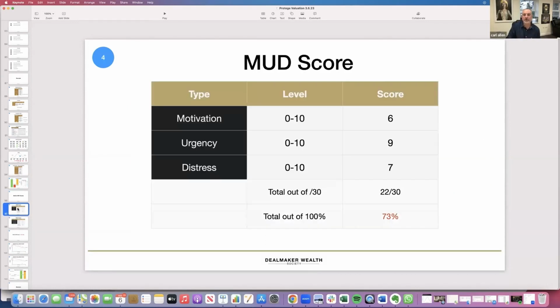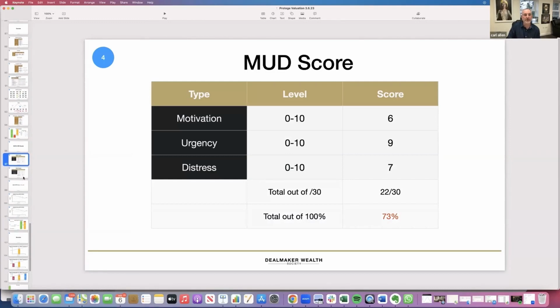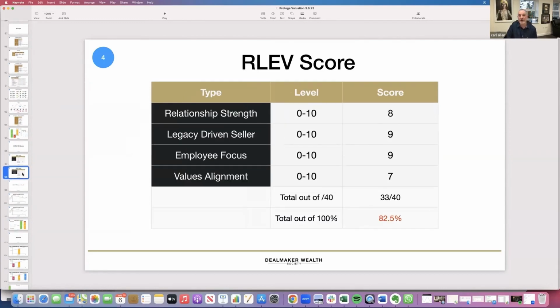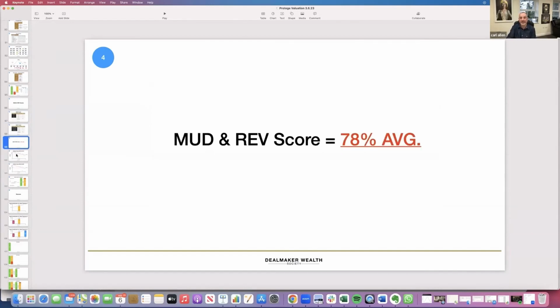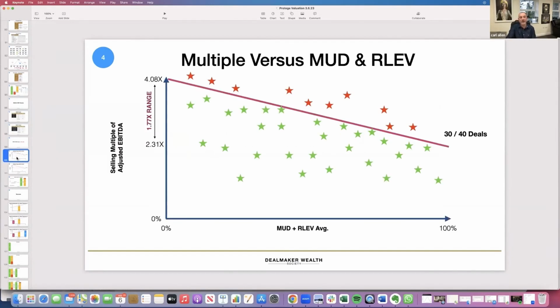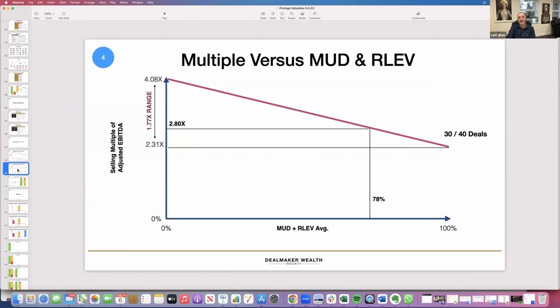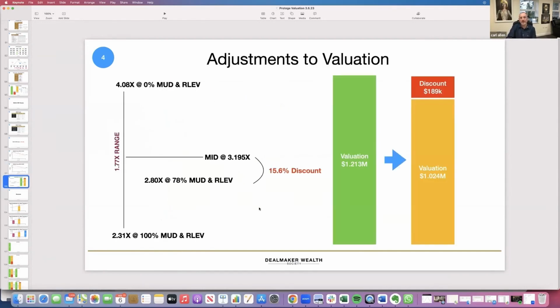If we look at the RLEV scores, we were at 73% on the MUD score, which was high, 82.5% on the RLEV score, which was really, really high. So 78% was the average. We overlay that onto the model, and I've built the model for you so you don't have to do it. That puts us kind of at the lower end of that range. So we're at about 2.8x as it would hit the algorithm in my model. So that would imply about a 16% discount to the original valuation.